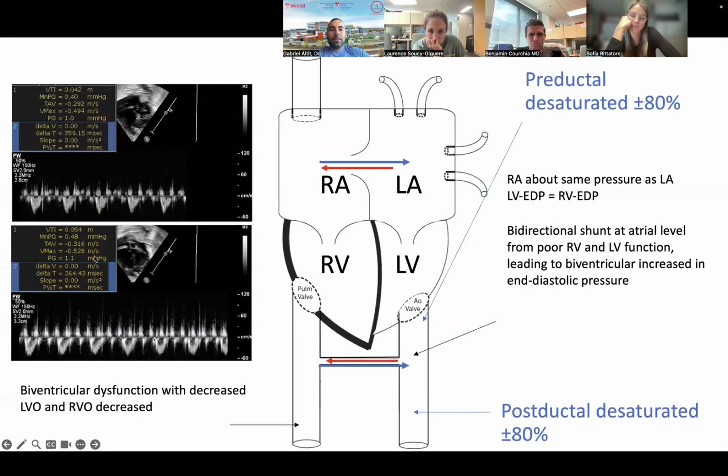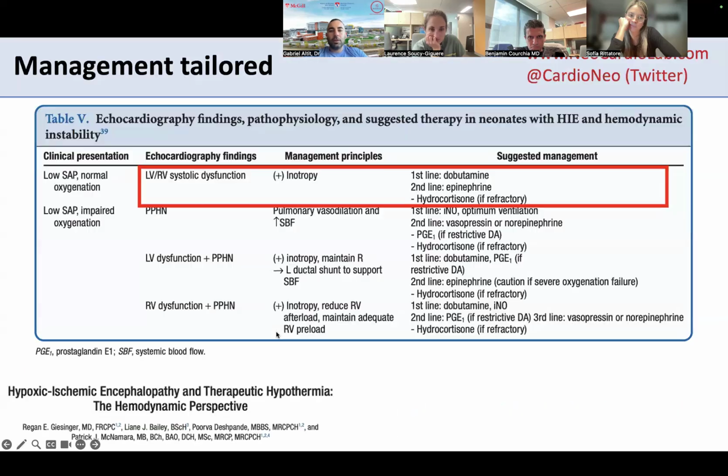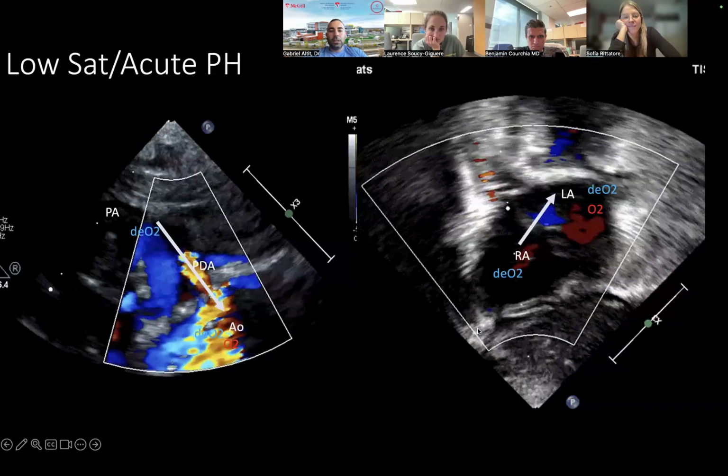Let me skip this. This is the example of when you do have some degree of biventricular dysfunction, you can have very low biventricular output. So we've calculated many patients with the output. I think you can just appreciate how this VTI looks like very low velocity. So despite the fast heart rate, you end up with a patient that has very low LVO and RVO. So we spoke about inotropic support. We spoke about some of the systemic vascular resistance modulation.